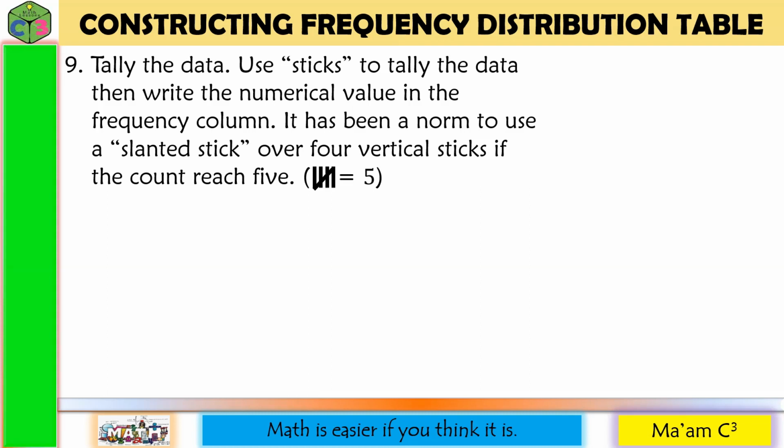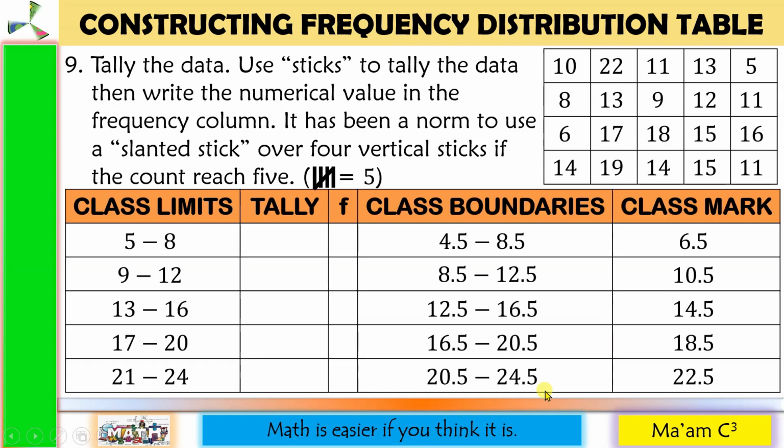It has been a norm to use a slanted stick over 4 vertical sticks if the count reached 5, like this one. So again, here are our observations and our table. So let's start. Let's have the tally. Our first data is 10, and 10 belongs to the limit of 9 to 12. So one vertical line here. Next one is 8 here. We have 6 also here. Then we have 14 belongs to 13 to 16 class limit. Then we have 22. It belongs to 21 to 24 class limit.